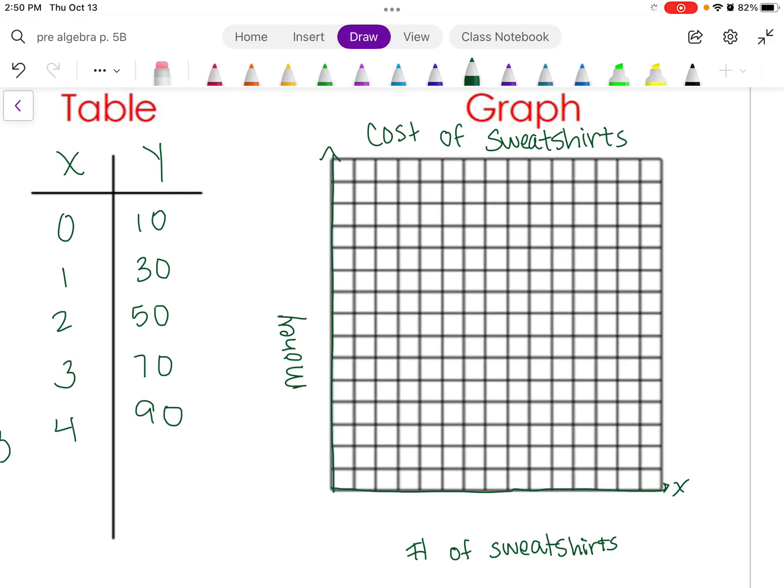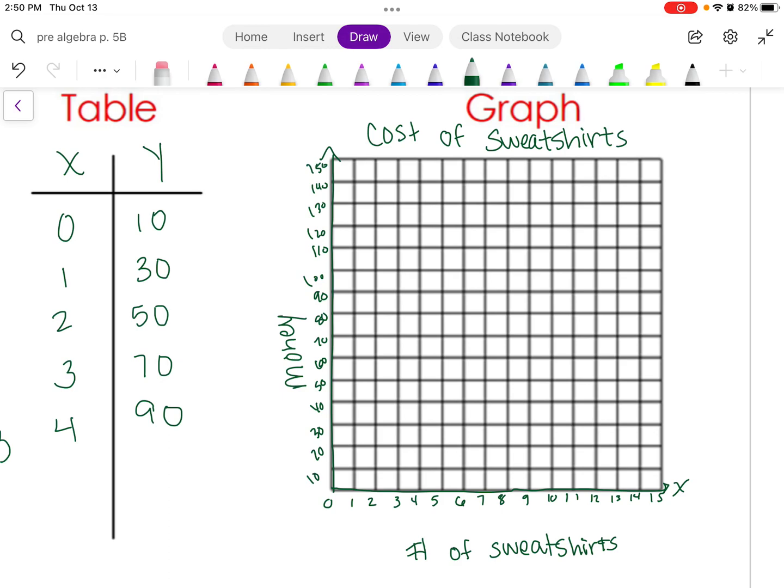Now for my x-axis, I'm just going to go by ones, right? Because I'm buying one sweatshirt at a time. 5, 6, 7, 8, 9, 10, 11, 12. But ones won't really work for my amount of money, so I'm going to go by tens. I'm going to go 10, 20, 30, 40, 50, 60, 70, 80, 90, 100, 110, 120, 130, 140, 150. And now we can graph.